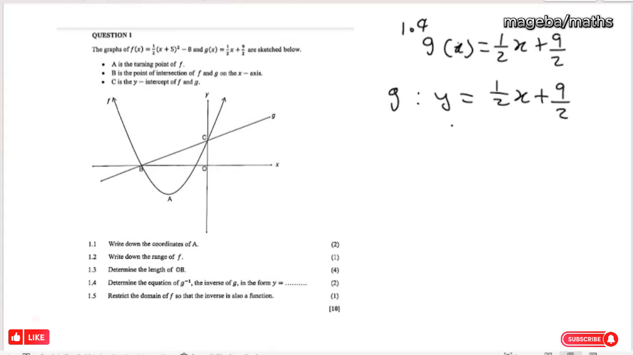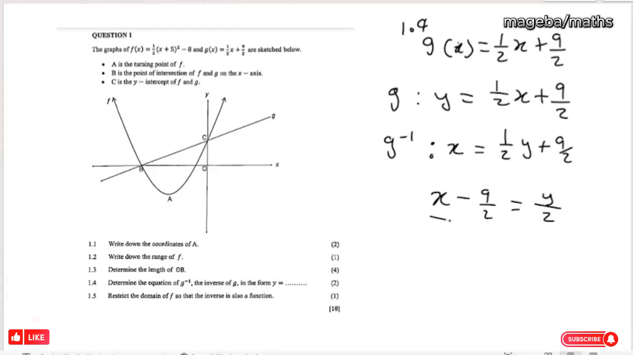Then from here, I need to do the interchange of x and y. If I do the interchange of x and y, now I'm going to do my inverse. So this is x, and then this is 1 over 2 y plus 9 over 2. And then from here, I need to make y the subject of my formula. How can I do that? First thing, let's take this to the other side. So it's going to be negative 9 over 2. And then I can write this as y over 2, and this is over 1.